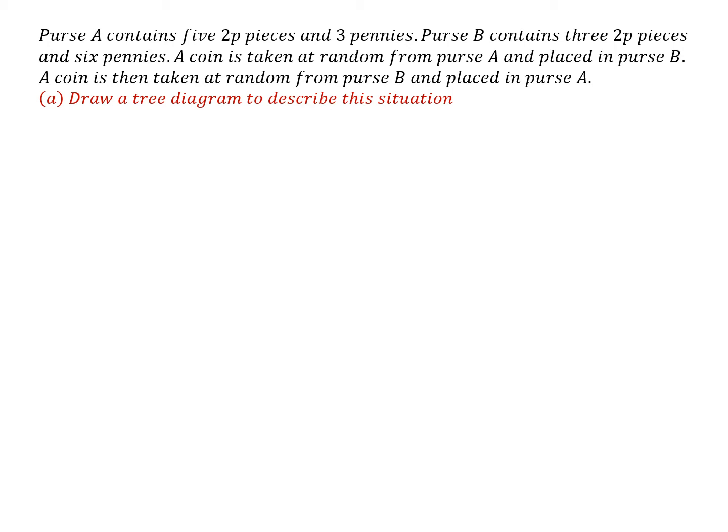So we've got two bags, bag A and bag B. I'm drawing bag A as an amber coloured bag and bag B is a blue coloured bag. And we've got 5 2p pieces and 3 pennies in bag A there, and 3 2p pieces and 6 pennies in bag B there. So the first thing we do is take a coin from purse A.